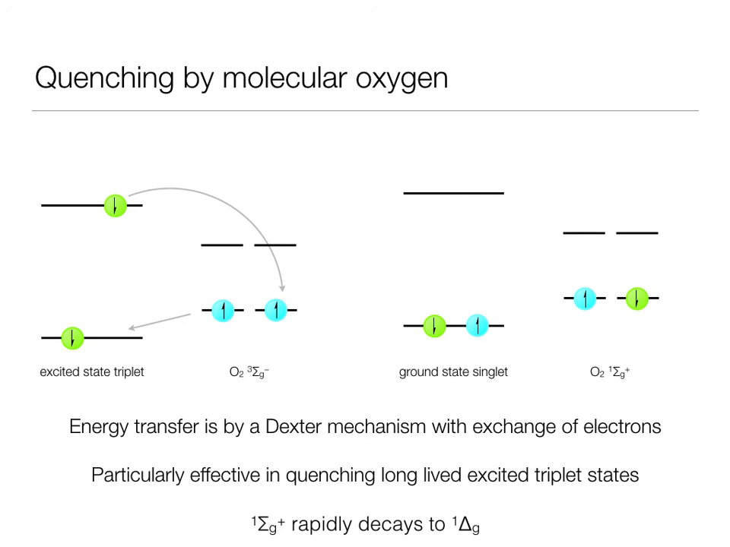But the key things to remember are the mechanism is a Dexter energy transfer mechanism, so it's physical exchange of electrons between my donor and my O2 molecule. That it happens mainly with excited state triplets. It can happen with excited state singlets, but the yield of it is incredibly small. So we're mainly thinking excited state triplets. And so I end up generating the ground singlet state of my donor molecule and this excited state singlet of my O2.